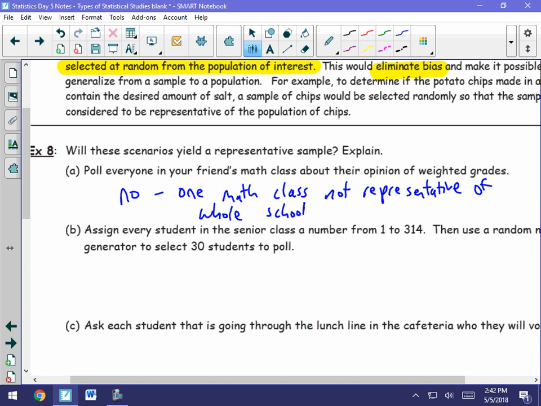You know, what exactly is this math class? Is it an honors class? Is it an AP class? Is it a Regents class? Right, so just asking one class of people and getting their idea about weighted grades, that's not going to give you a good idea of what the school population at large thinks about it. So that would not be a good representative sample.